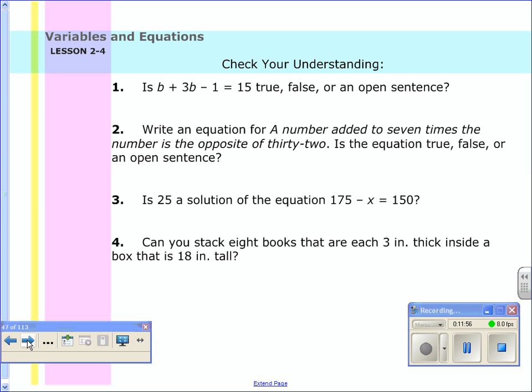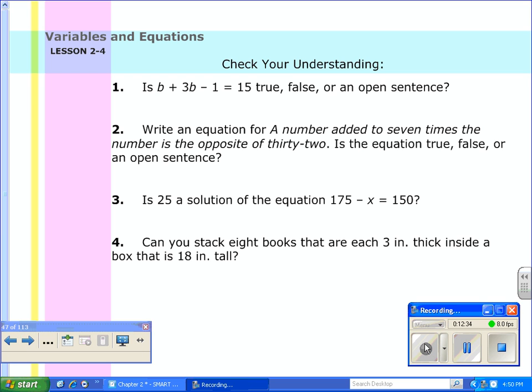All right, now we're at the end of the lesson, and there are 4 things to check your understanding. And again, I do encourage you to do these because it always helps. Now, number 1, is B plus 3B minus 1 equal to 50 true, false, or an open sentence? Okay, go ahead and answer that now. And if you take a look, it's those B's that tell you, so keep that in mind. Number 2, write the equation, get written there, and then decide is it true, false, or open. Decide if 25 can be a solution for number 3, and then look at number 4. Go ahead and solve all of those now, and then when you're done, check your answers. Go ahead and pause me.